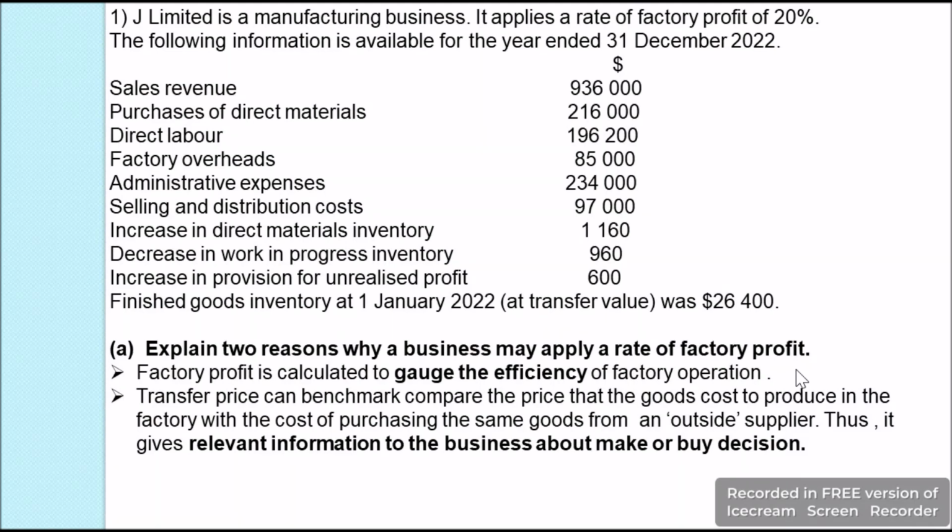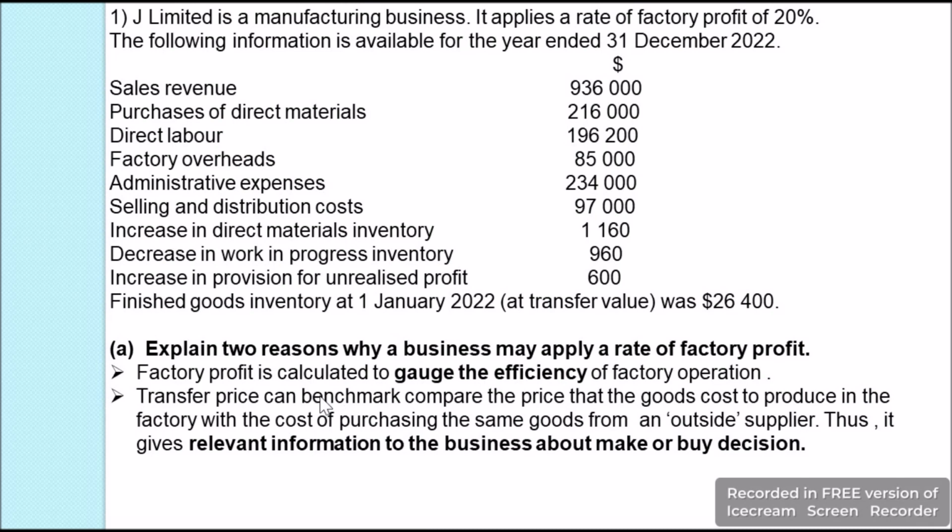So, when we are checking whether we are producing the product in our own manufacturing unit at a lesser price, that means our manufacturing unit is more efficient. So that is one of the reasons, or one of the benefits, why we take the factory profit, as it helps in gauging the efficiency of our factory operation.